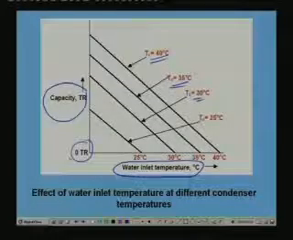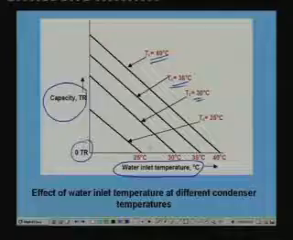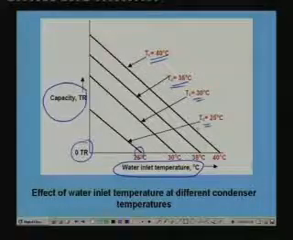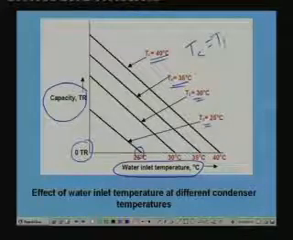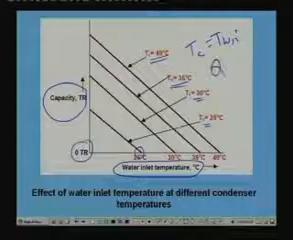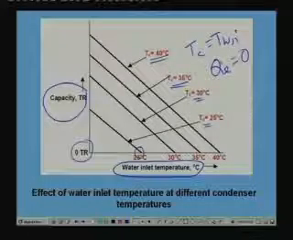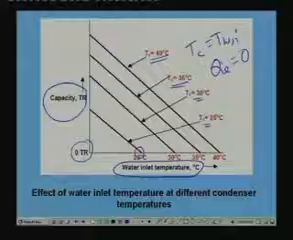One thing you can immediately notice here is that when the cooling water inlet temperature is the same as the condenser temperature, capacity becomes 0. That means when TC is equal to the water inlet temperature, QE is equal to 0. This is obviously so because once the cooling water temperature is the same as the condenser temperature, no heat rejection can take place from the condenser. Since no heat rejection can take place, there will be no condensation. Once there is no condensation, there won't be any liquid mass flow rate, and as a result, there won't be any refrigeration capacity. That is the first observation.